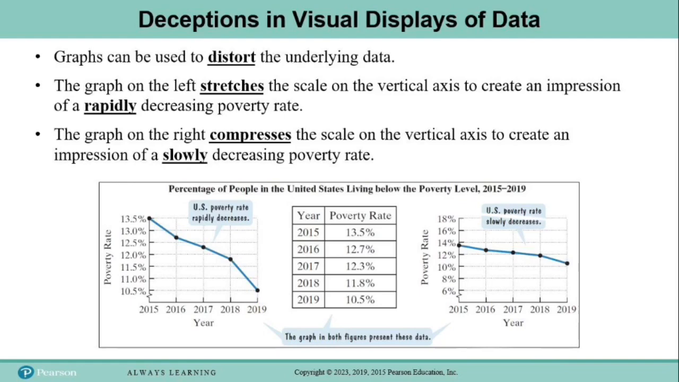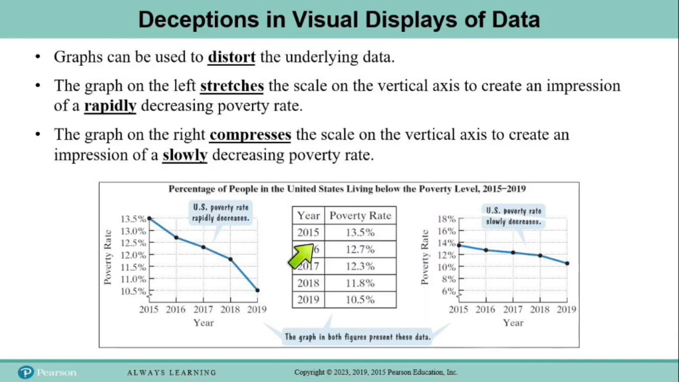So to fill in your blanks, the graph on the left stretches the scale on the vertical axis to create an impression of a rapidly decreasing poverty rate. But the graph on the right may have compressed it too much. Notice that this vertical scale goes from 6 to 18. And so the data on the graph are actually kind of squashed here into the middle, and there's a lot of blank space both above and below the line. So this may not be the best vertical scale either.